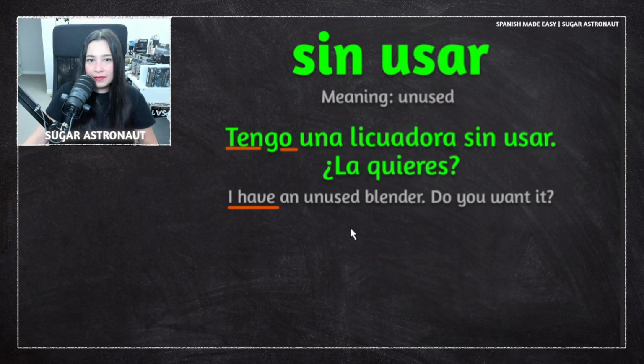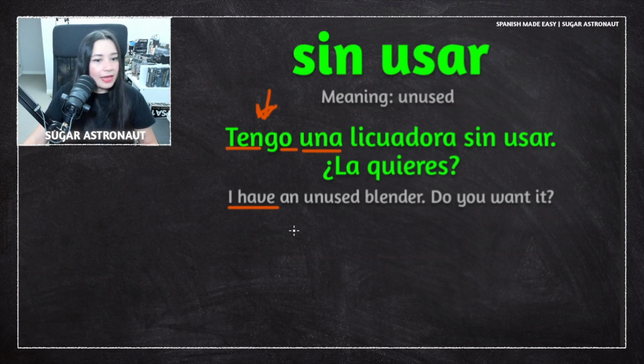But tengo means I have. Tengo una manzana. I have an apple. Tengo dos licuadoras. I have two blenders. So tengo means I have. It's very simple and it's very basic in Spanish. It's a good word. Tengo, by the way, comes from the verb tener, which means to have. Okay, it's pretty clear, right?